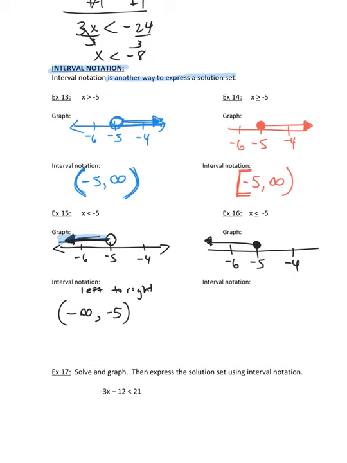Again, I'm traveling from left to right. So from negative infinity all the way up to negative 5, including negative 5. So again, from left to right is how we express interval notation. So from negative infinity all the way up to negative 5, those are all possible values of x. This time I want to include negative 5, so I put a hard bracket. But I don't want to include negative infinity, so I put parentheses on it.